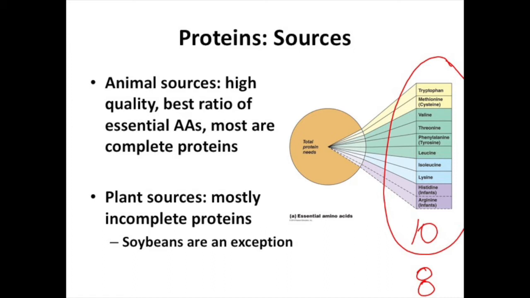And there are a couple of exceptions. Soybeans are an exception. Soy is a complete plant-based protein, so that's why you see a lot of vegetarians eating tofu or other soy-based products. You have to be really careful with soy, though. Soy can mimic estrogen, and so you have to be very careful not to consume too much soy.